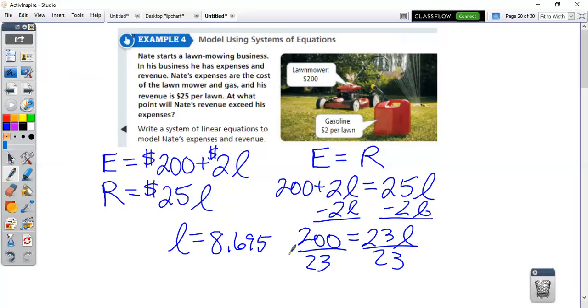Okay. Now, again, obviously, in real life, I think we talked about this. It doesn't matter if that was 8.2, we would still round what? Up, because nobody's going to pay you for mowing 0.695 of their yard. Okay. You got to mow the whole thing, or guess what? You're not getting any money. All right. So he's got to mow how many yards? 9 lawns. Okay. All there is to it.